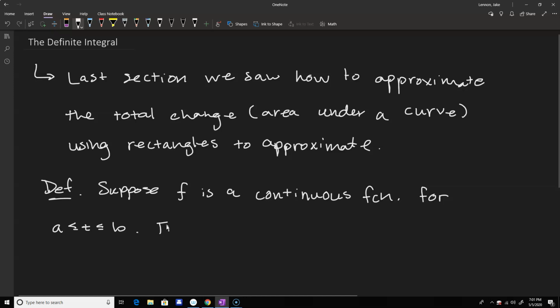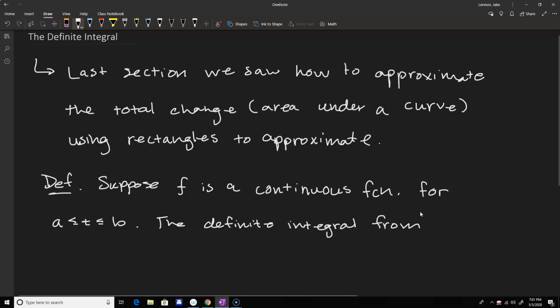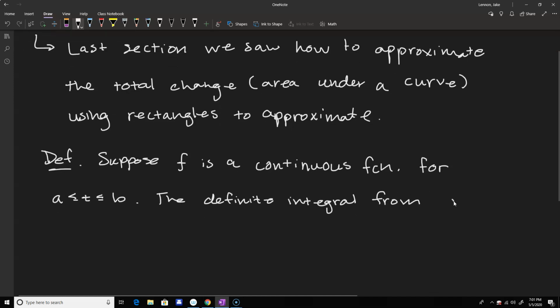So the definite integral from a to b is written like this, where we have this elongated s with an a at the bottom, the start of our interval, and a b at top. And then we have f of t, multiplied with a differential dt.